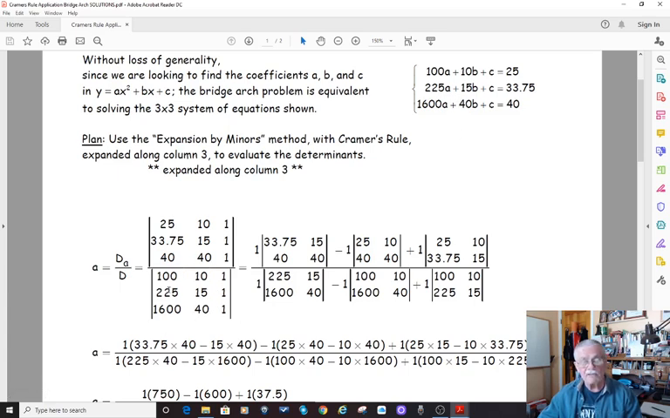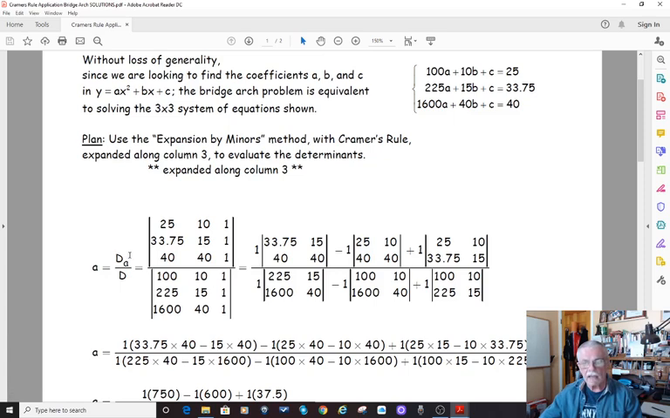This will be the value of the determinant of the coefficients, D, and that's going to appear in each of the variables we're looking for. If we're looking for A, B, or C, this will be on the bottom of each of those. So we can do this once, and then we'll come back and figure out D sub A, D sub B, D sub C. Okay, so this is D, the determinant of the coefficients.